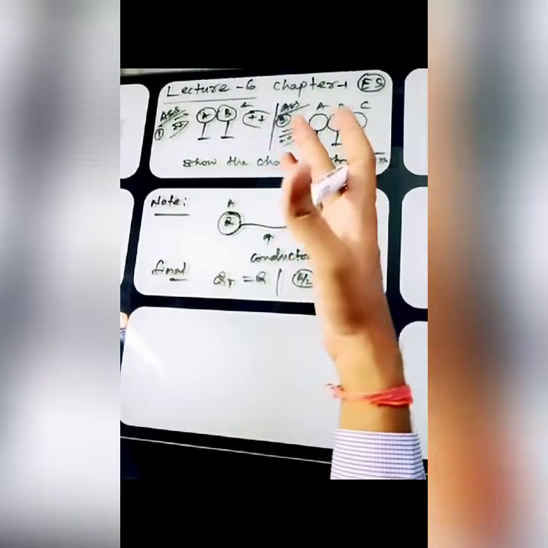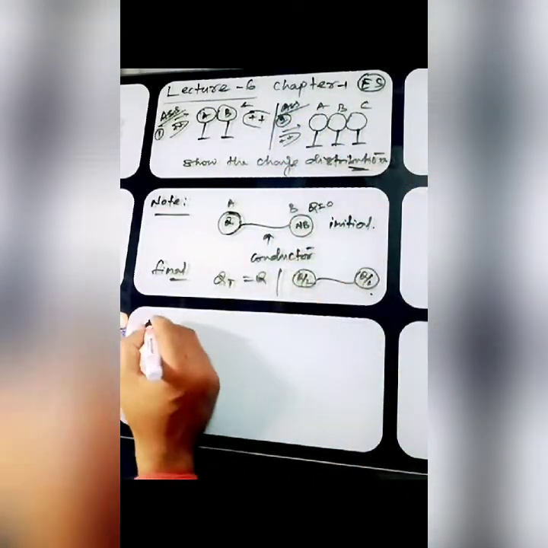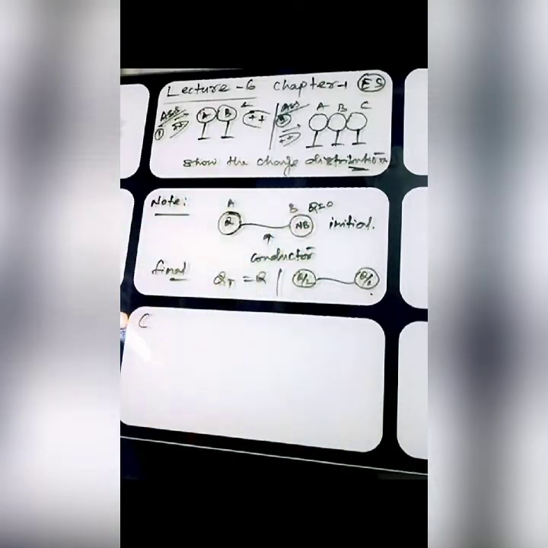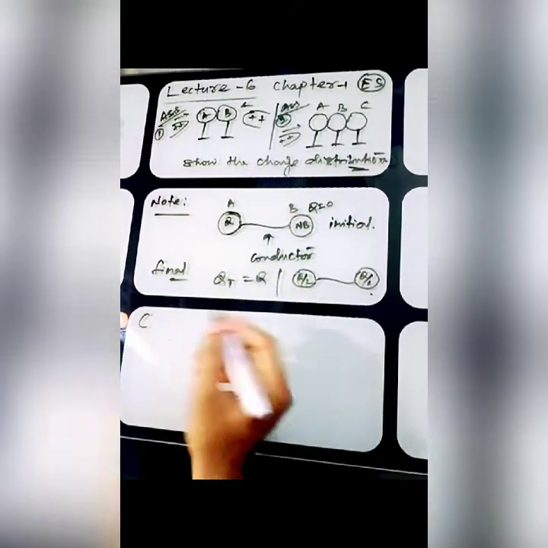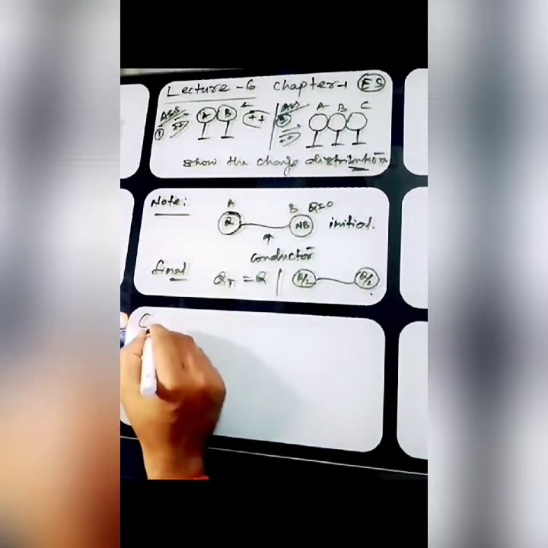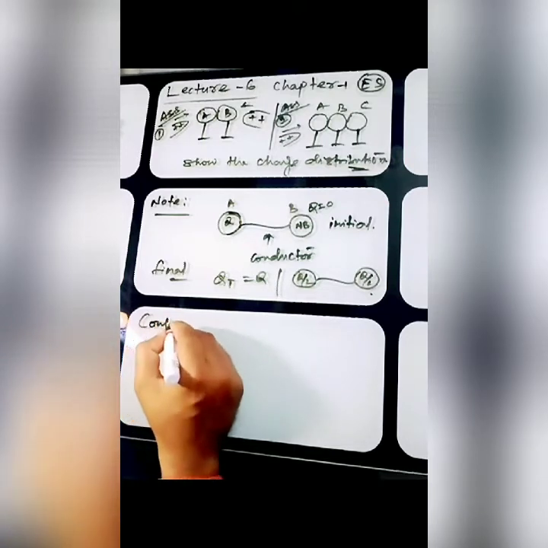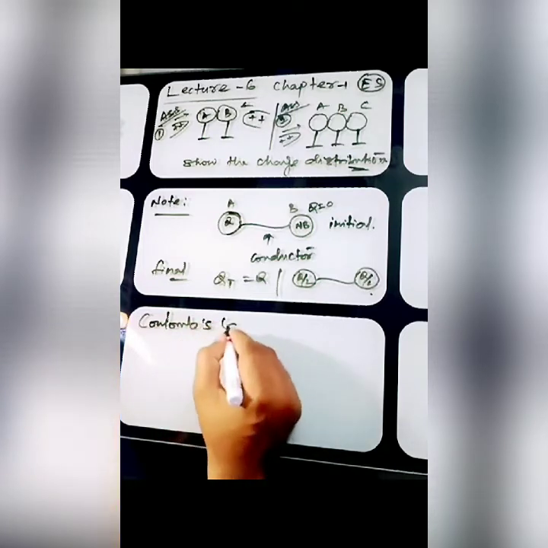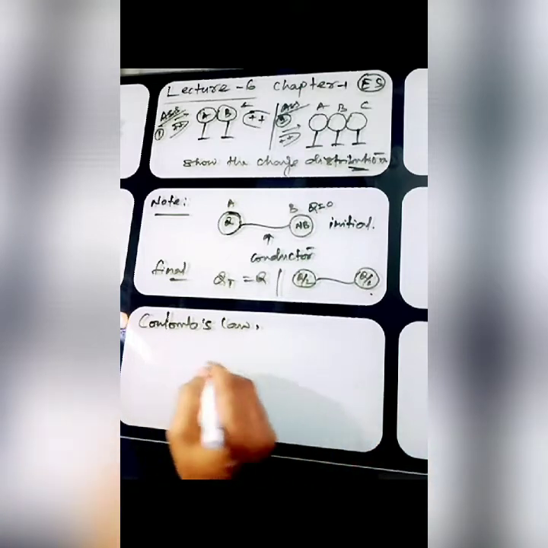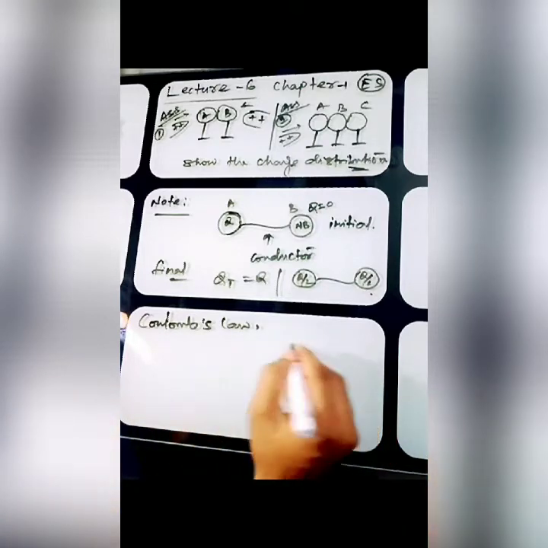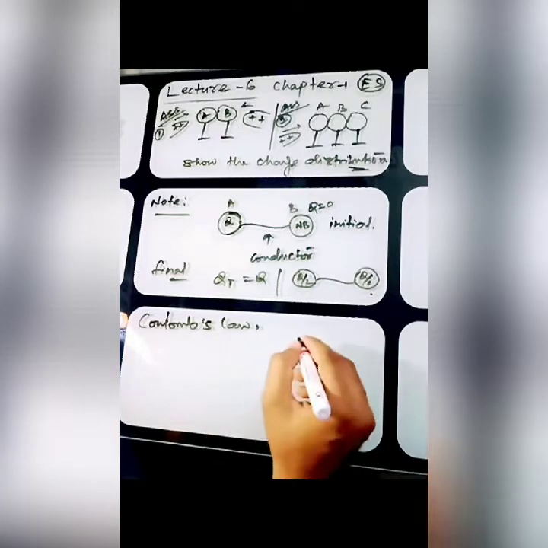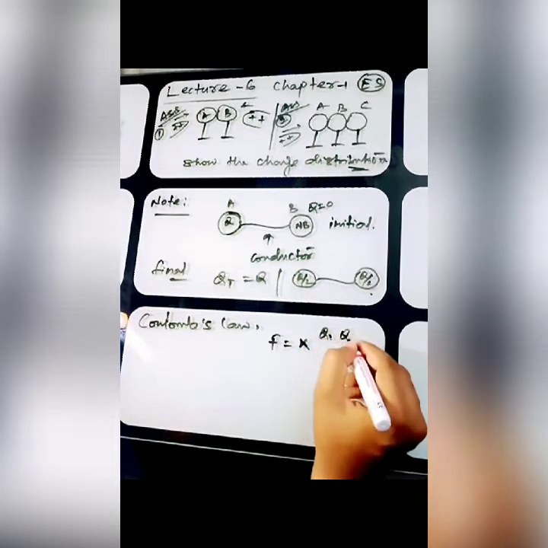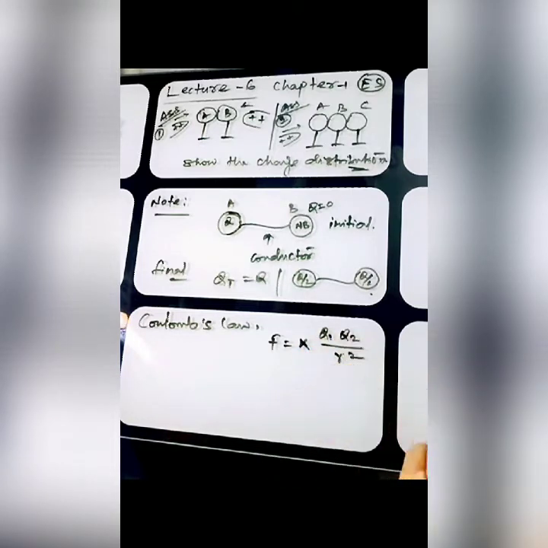Another thing, students, we have finished Coulomb's law. We have already studied it. Actually, today I start with a recap of a few topics we have covered in previous lectures. So, what is Coulomb's law, students? It is for two point charges separated by a small vector distance. We write F equals K Q1 Q2 divided by R square, where K is a constant.